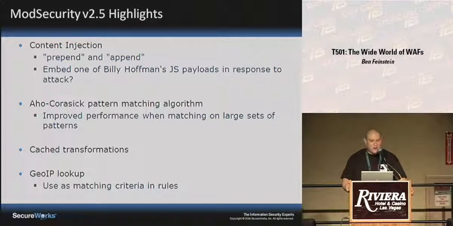And Aho-Corasick is a fast pattern matching algorithm. So basically, they've improved the performance of the engine by implementing efficient pattern matching algorithms, and that really helps when you have large sets of patterns. It caches the transformations now. So before, every transformation you went through, it would reprocess the transformation. Now it's actually caching the results, which can yield great performance improvements.